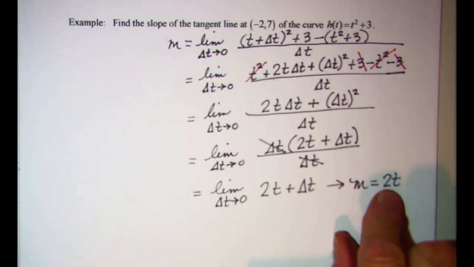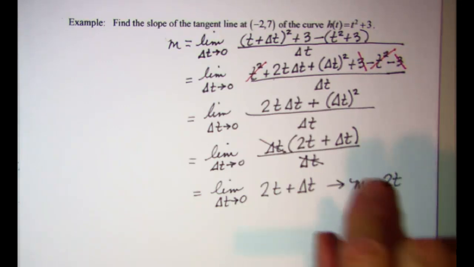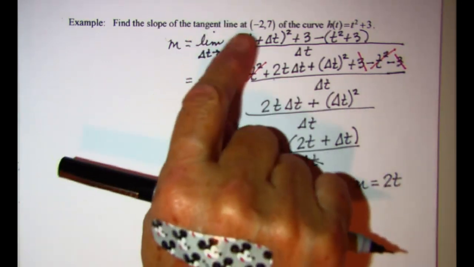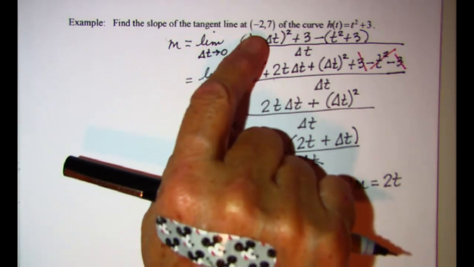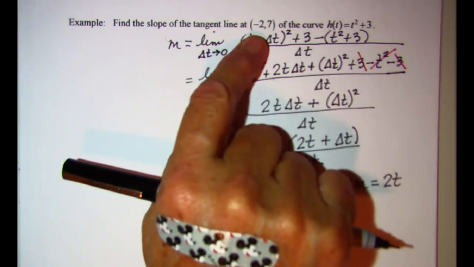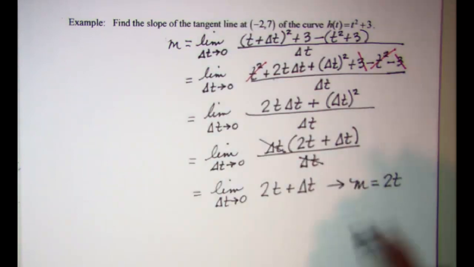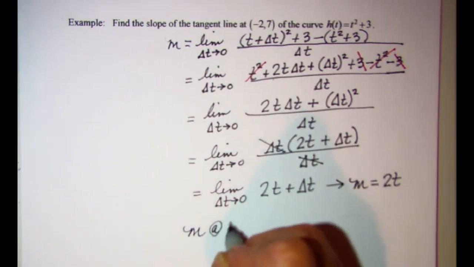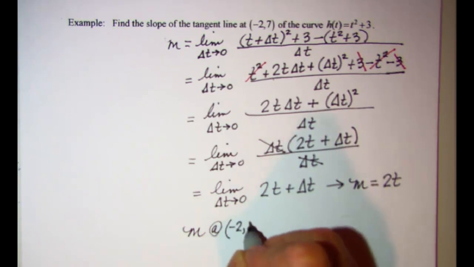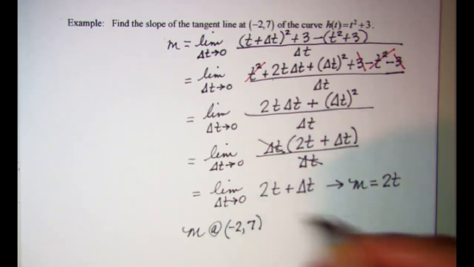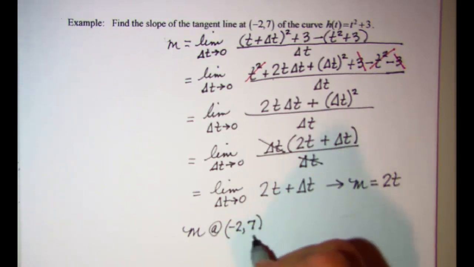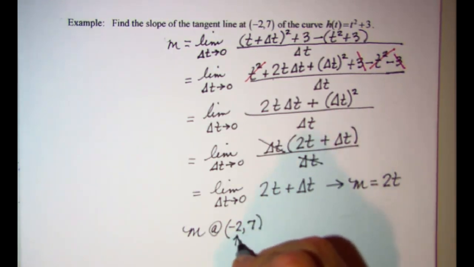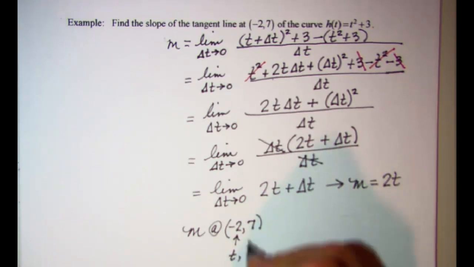What I need to do is find the slope of the tangent line at the point -2, 7. So the slope at the point -2, 7, I remember whenever you're looking at an ordered pair, if it's not x, y, this is your t, and then this is your h of t.